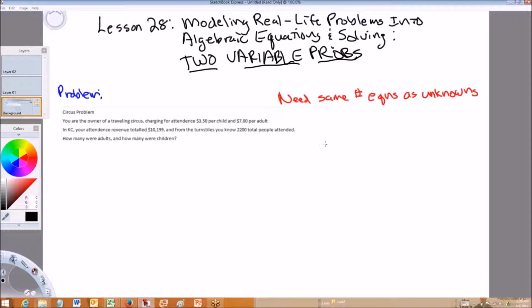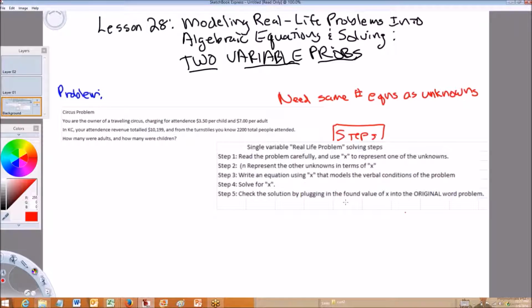Okay, and I'm going to bring back the 5 steps we saw in lesson 27, the 5 steps used in modeling and solving problems. This time we do see step 2, which was not applicable in a single variable problem. So these are the 5 steps. We saw 4 of them in the last lesson. Here we include step 2 that says to represent the other unknowns in terms of x. So in other words, this applies to multiple unknowns and multiple equation problems.